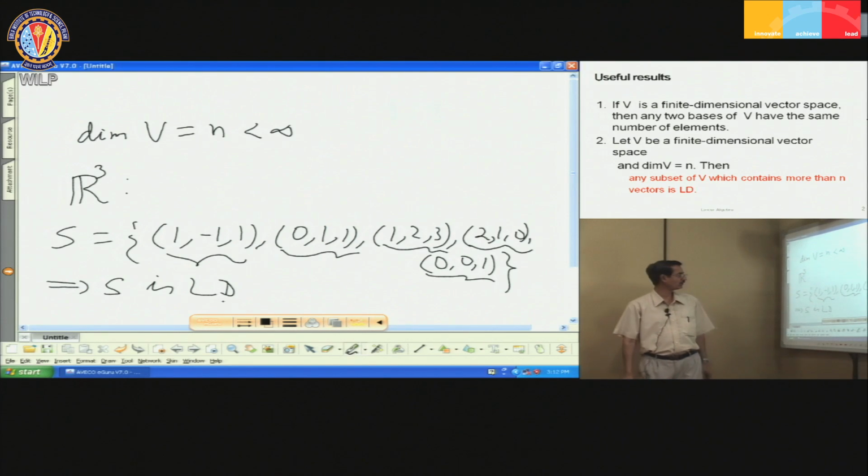So I believe that you are in a position to decide this criterion. If the number of elements in the set exceeds the dimension of the vector space, then the given set S is linearly dependent.